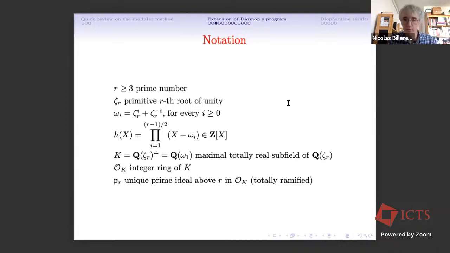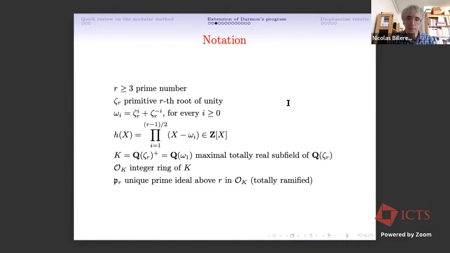The cyclotomic field Q(zeta_r) has a maximal totally real subfield, which I'll denote by K, but remember that K depends on r. So K will be Q(zeta_r + zeta_r^-1), which is the same as Q(omega_1). O_K will be the integer ring of K. And so we know that K is only ramified at r. It's unramified away from r, and it's totally ramified at r.